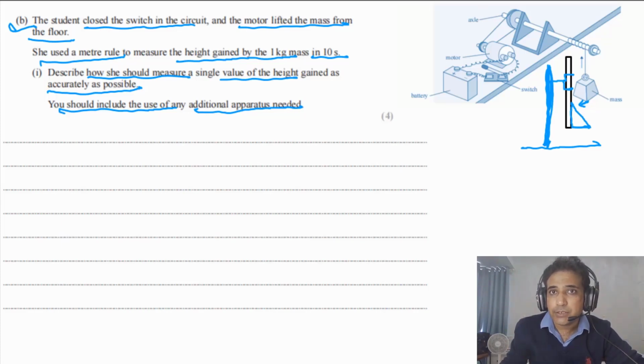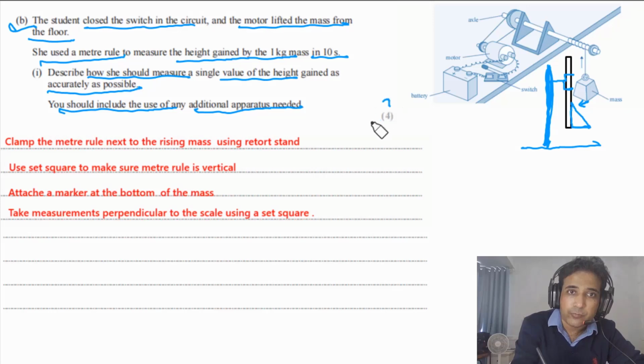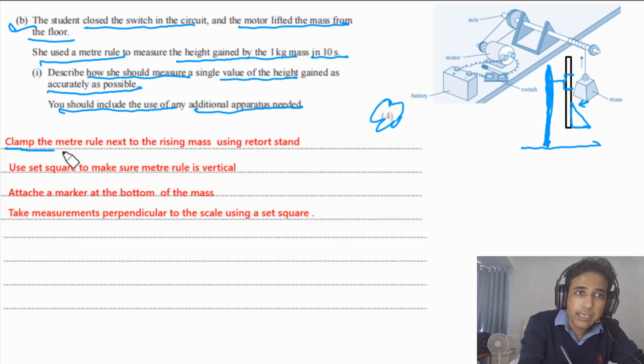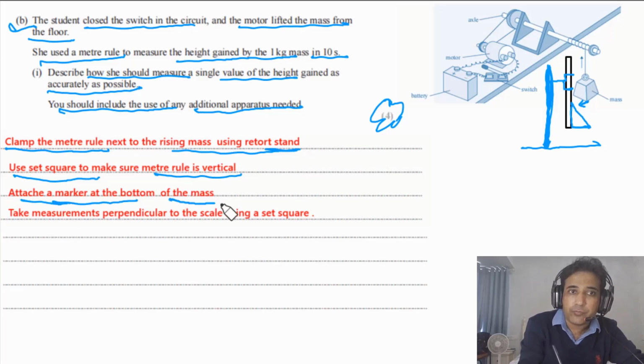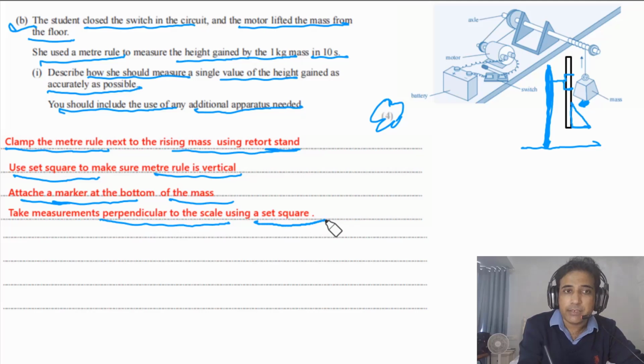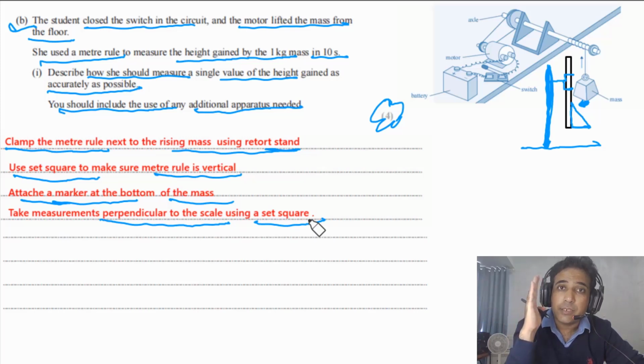Now let me show you how you can write down the answer. In your answer you can mention these 4 points because this question has 4 marks. You can say clamp the meter rule next to the rising mass using a retort stand. We have mentioned that point. Use a set square to make sure the meter rule is vertical, so we have already shown here. And attach a marker at the bottom of the mass. So here we can attach a marker. So this is the marker. Take measurements perpendicular to the scale using a set square, so we can avoid parallax error. So these 4 points you need to write down. Whenever you need to measure the height, you can talk about these points.